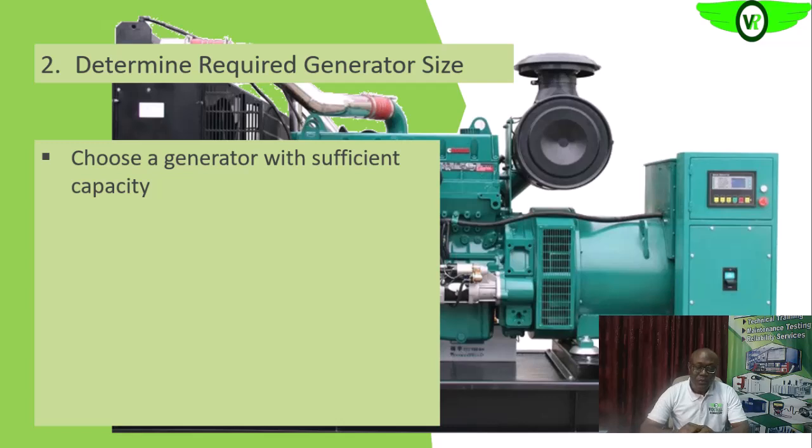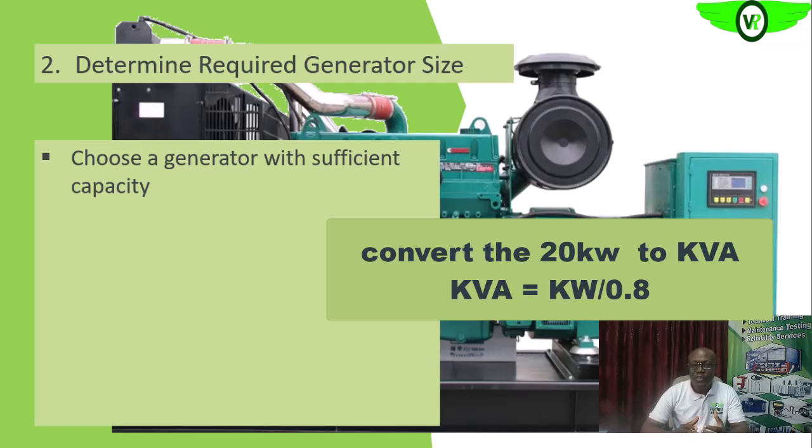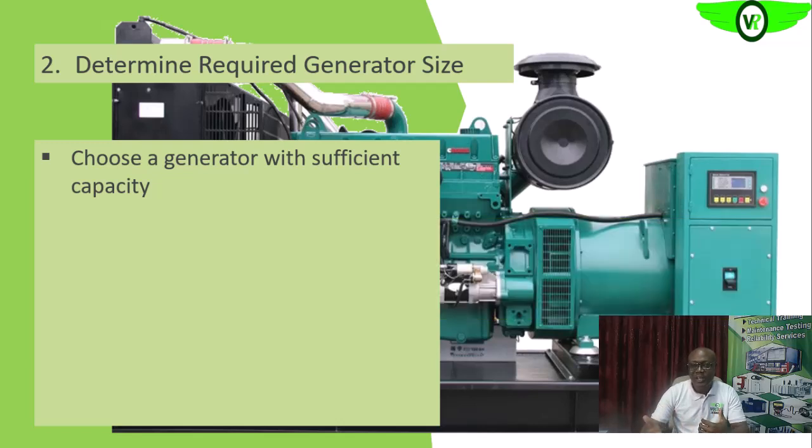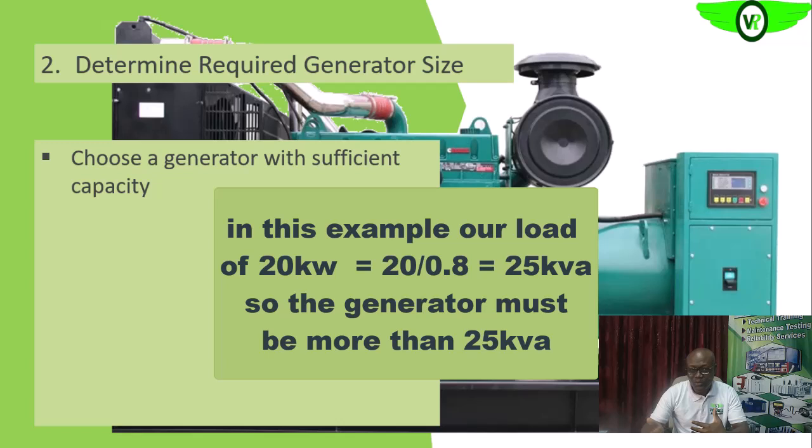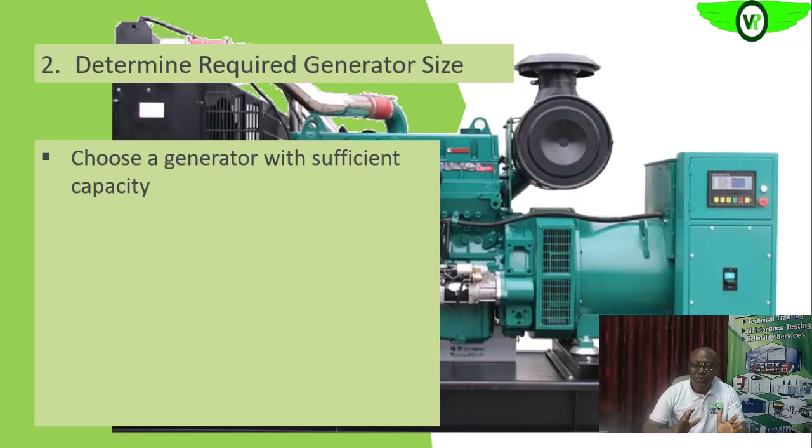So what you need to do is to first look at the generator that will have sufficient capacity. Are we getting it? Generator that will have sufficient capacity to comfortably power that 20 kilowatt load. So the rule of thumb is that the generator should have a capacity that is more than the expected load. Are we getting it? Because you do not need to load your generator more than 80% of its capacity.